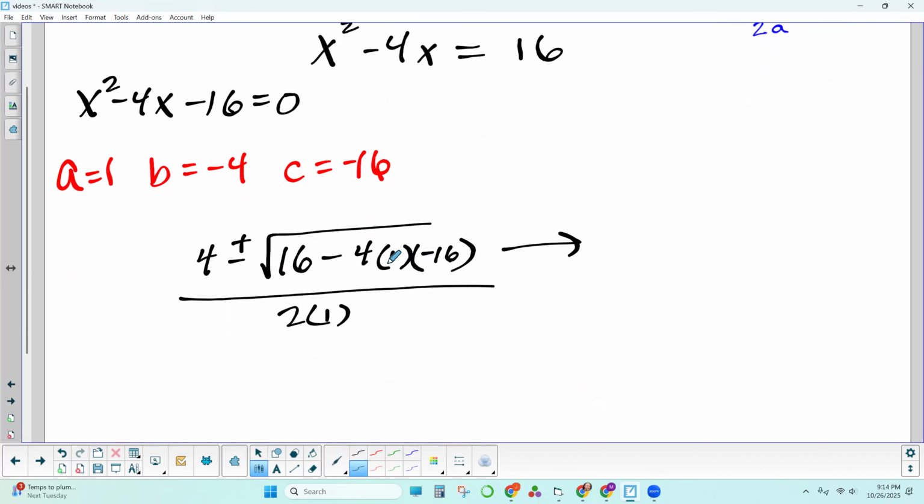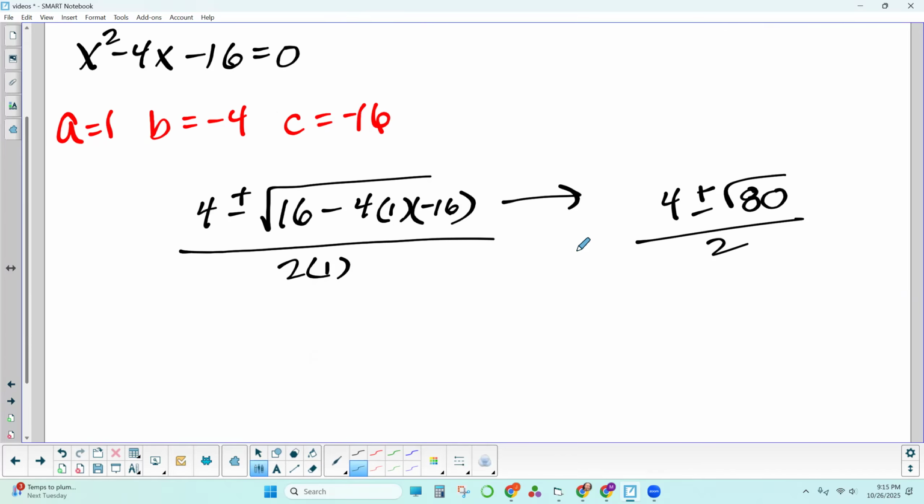-16 times 1 is -16. -16 times -4 is 64. 64 plus 16 is 80. And 2 times 1 is 2. All right. Simplify the square root of 80. I can pull out, let's see, that breaks down to 16 and 5. So my perfect square is 16. I'm going to pull that out, 4 root 5.